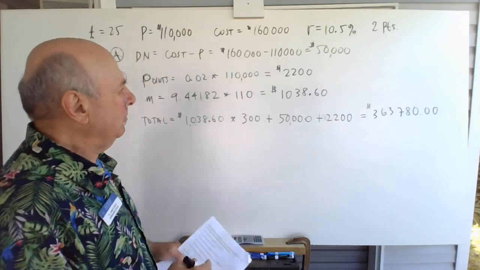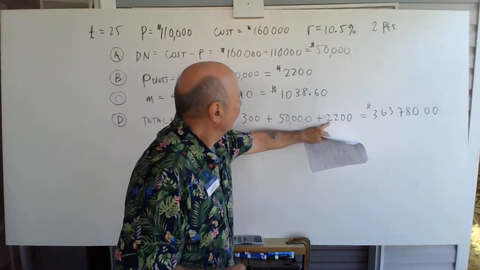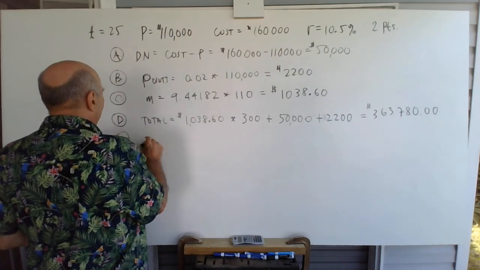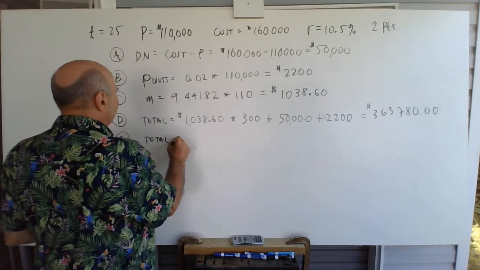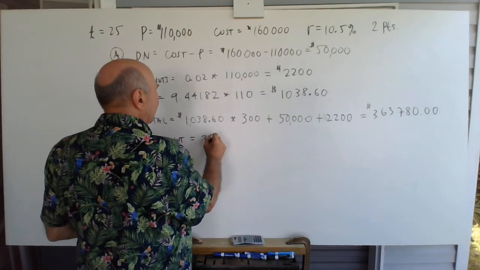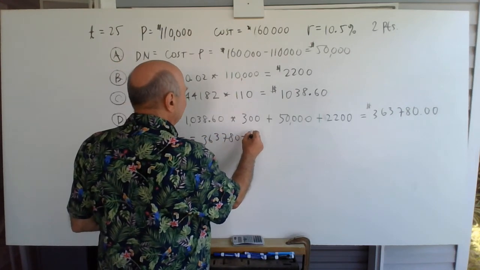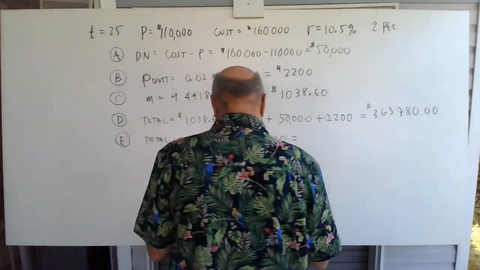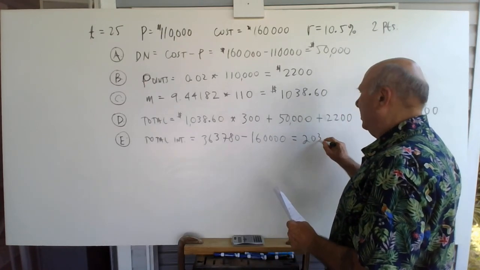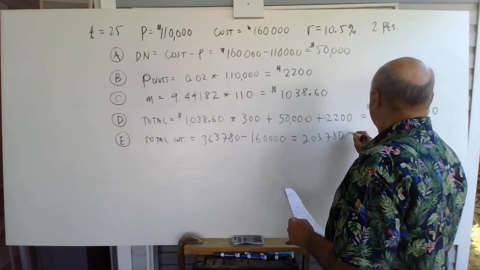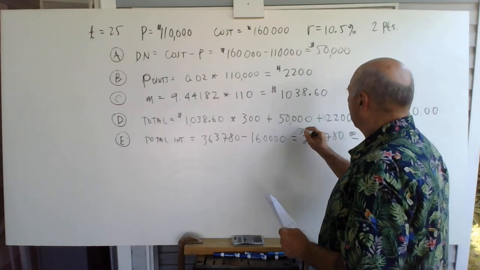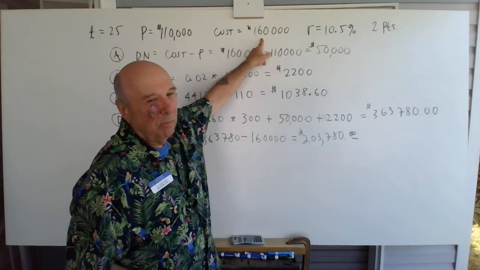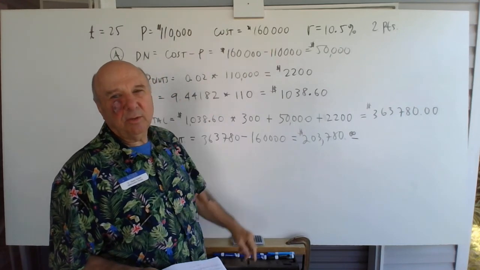So that's easy enough. We just subtract the value of the house. So the total interest would be 363,780 minus 160,000. So it looks like the total interest they paid is 203,780. Like I said, it's more than 100% of the original cost is interest.